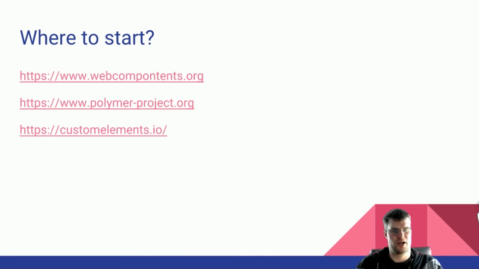And if you want to start with Polymer yourself, you should look into polymerproject.org. There you have a lot of information about the Polymer project, and customelements.io. There you can find all the custom elements that I talked about earlier. And if you want to build just vanilla web components, then you have webcomponents.org that you can look into. I hope this video was informative and that you learned something today.